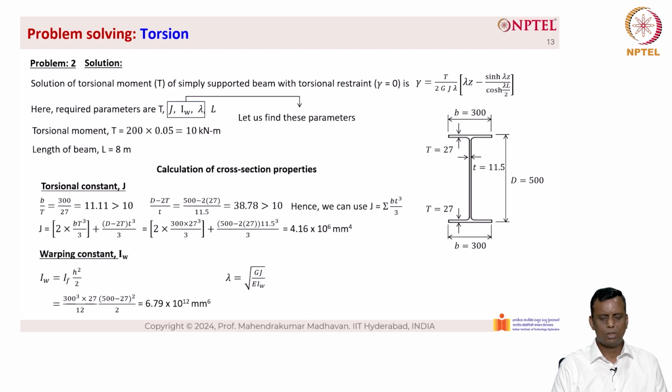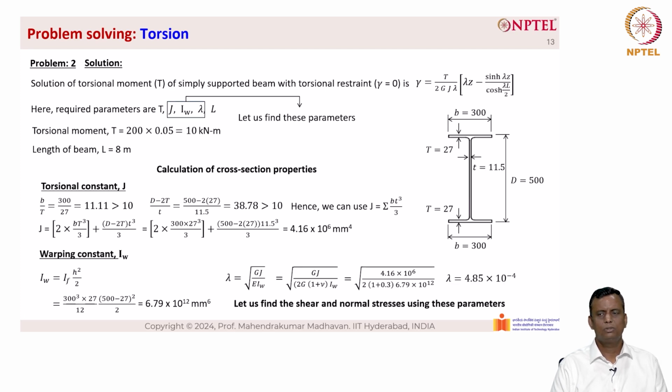So lambda equal to root of GJ divided by E I sub W. When we do so, GJ divided by E can also be represented as J divided by 2 into (1 plus nu) into I sub W. The reason that we represented E in terms of 2G into (1 plus nu) is simply to cancel the G at the top and bottom. So we have the value 4.16 into 10 power 6, that represents J, divided by 2 into (1 plus 0.3), the 0.3 is the Poisson's ratio, into 6.79 into 10 power 12, which is the I sub W value. So lambda is given as 4.85 into 10 power minus 4.